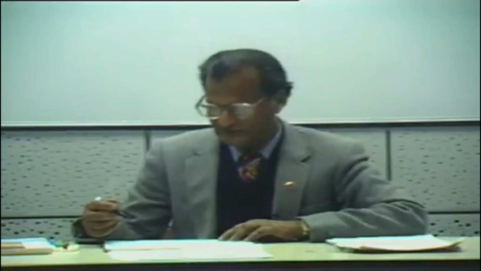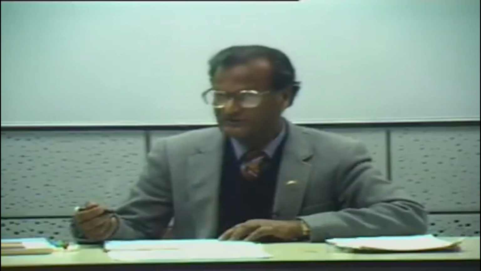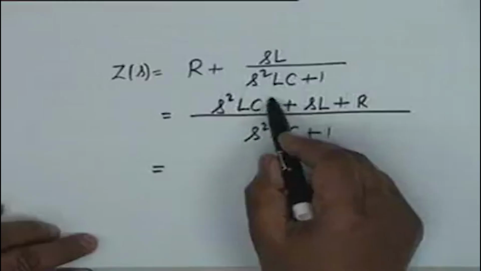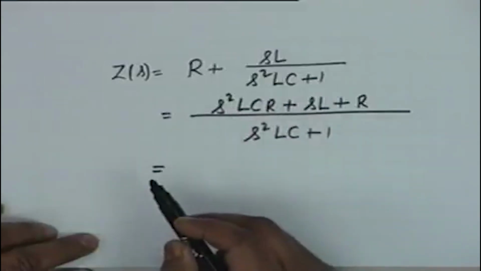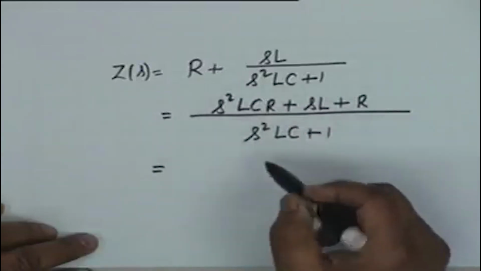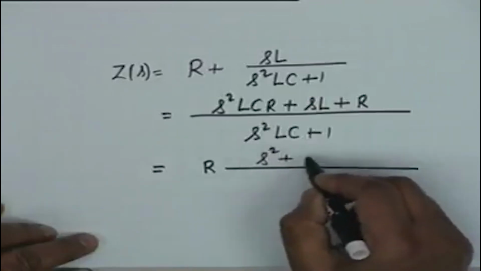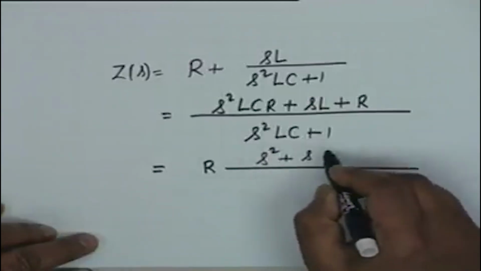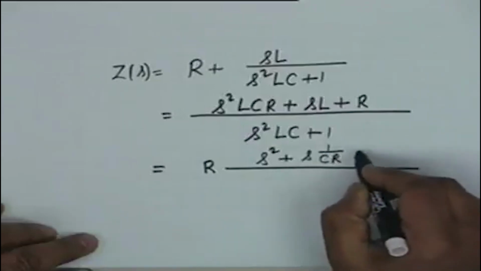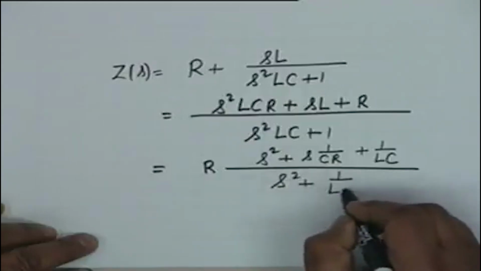It is usual to write the polynomials with the highest power term coefficient reduced to unity. Obviously that can be done if I take LCR out from the numerator and LC out from the denominator, and then I shall have R multiplied by s squared plus s times 1 over CR plus 1 over LC, and here I shall have s squared plus 1 over LC.